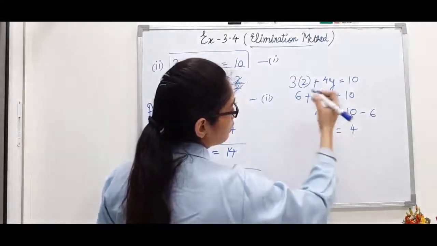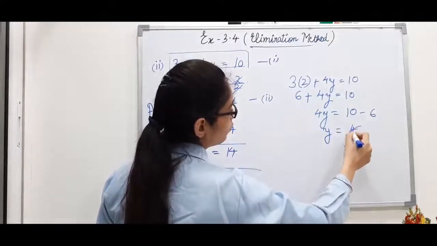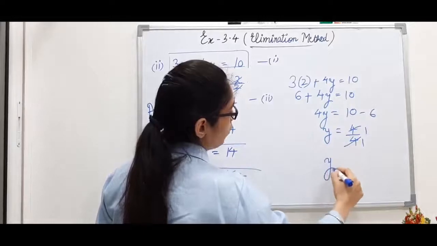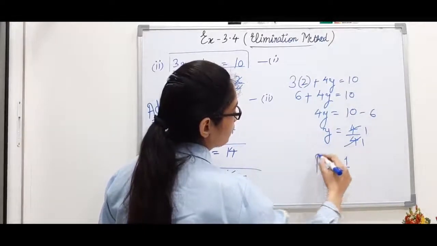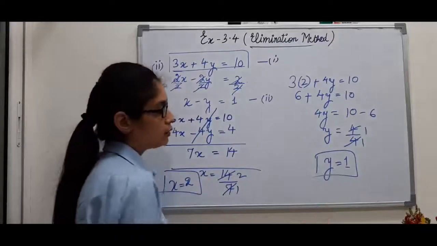4y equals 4. Now I will shift this 4 to the other side. It will be divided by 4. 4 into 1 is 4, 4 into 1 is 4. So I got y equals 1. So x equals 2 and y equals 1.